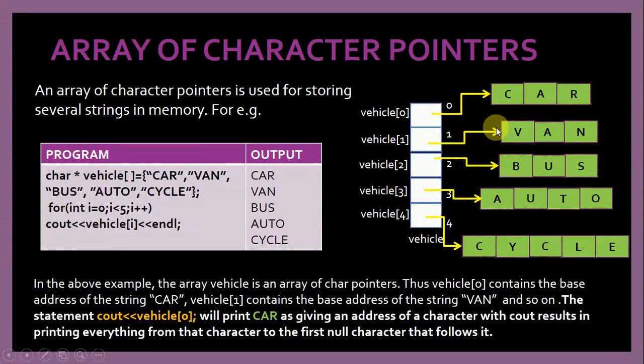And then next i will be incremented, and it will display vehicle 1, and you can see in vehicle 1 the starting address of van is stored, so it will print the entire string till the null character. Similarly, when i is 2, it contains the beginning address of bus, it will print the entire string till the null character. Then when i is 3, it contains the beginning address of the string auto, so it will display the entire string till the null character. And again, the last element, the fourth element, contains the beginning address of the string cycle, so it will display the entire string cycle till the null character is encountered.